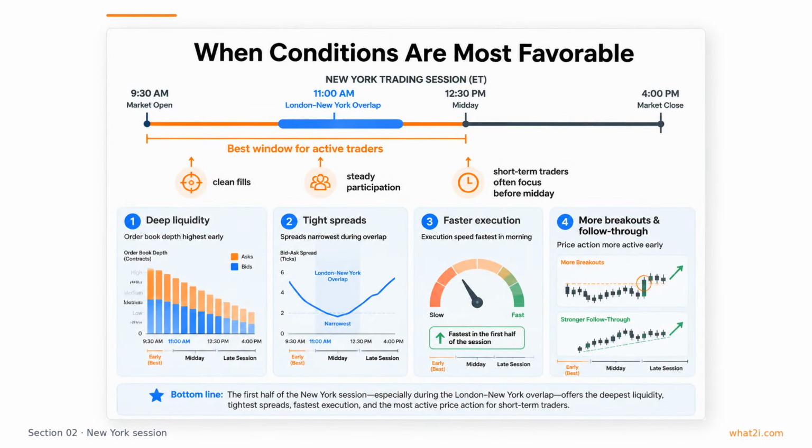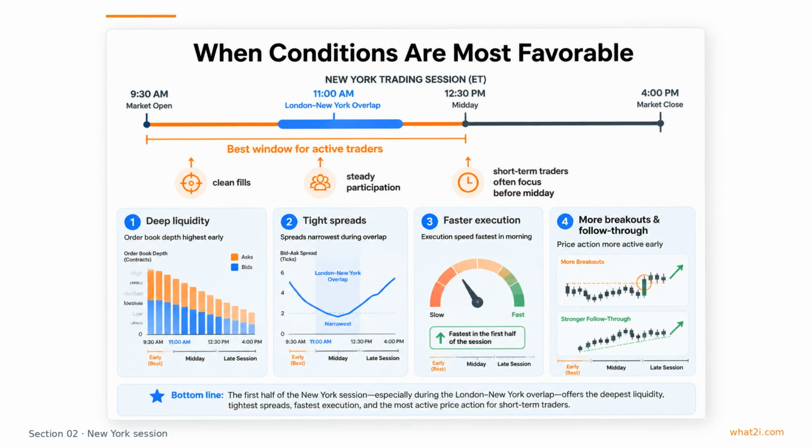The first half of the New York session often provides the best conditions for active trading. Liquidity is usually deepest early, especially while London is still open, and that often leads to tighter spreads and faster execution. Those conditions can support breakouts and trend continuation because there is enough participation to carry price forward after the initial move. This does not guarantee success, but it tends to create a better environment for short-term strategies than the later part of the day.